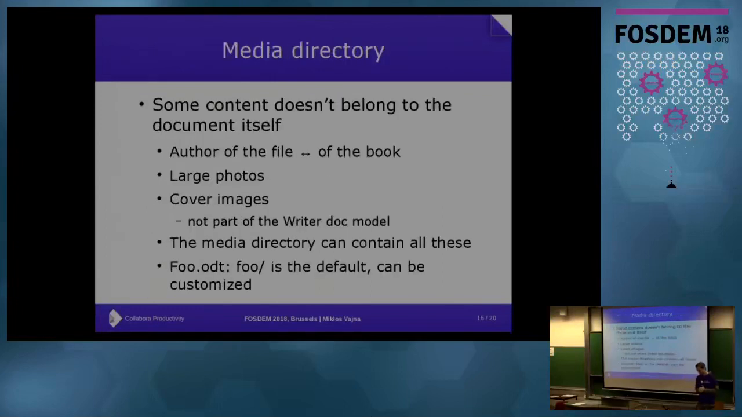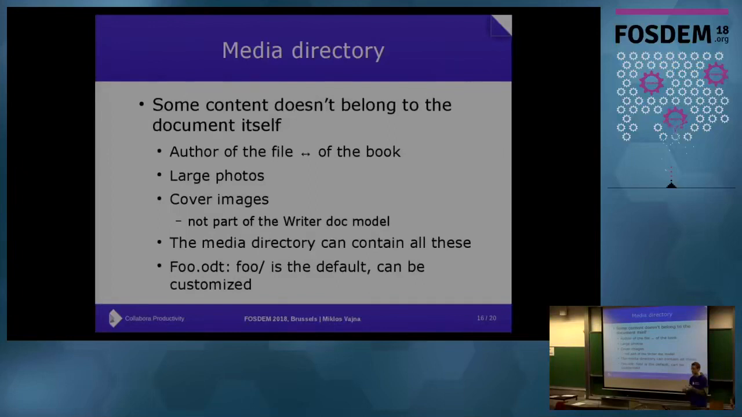Then one concept I would like to explain is the media directory. The media directory is the directory that sits next to the document, and it contains files which are not part of the Writer document model. This means that it can contain an XMP file, this metadata specification from Adobe, to automatically override the metadata during export, which is something you can specify manually on the user interface, but this way you can convert thousands of documents automatically with some custom metadata override.